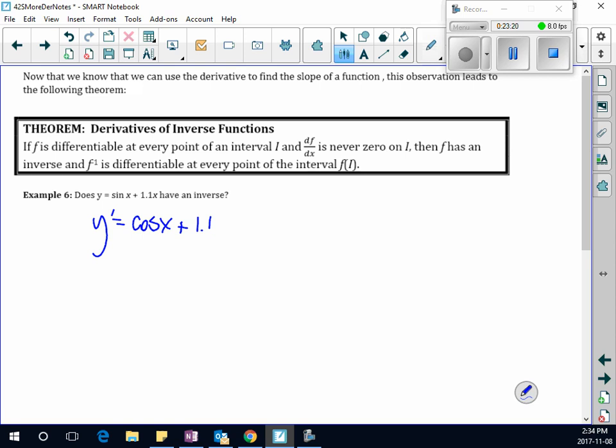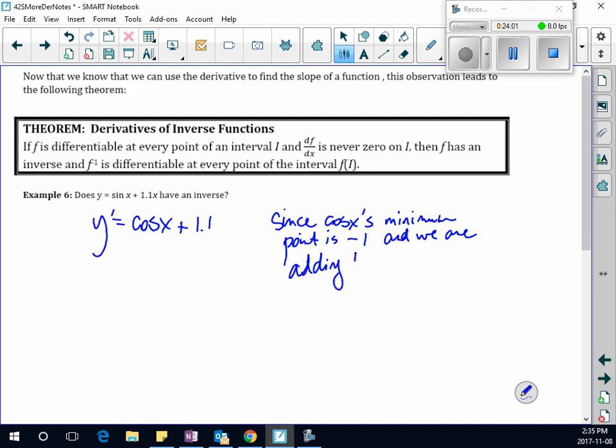So how do I write that? I could say, therefore... I would say since cos x's minimum point is -1, and we are adding 1.1 to that, the derivative is never 0 on I. Something like that.